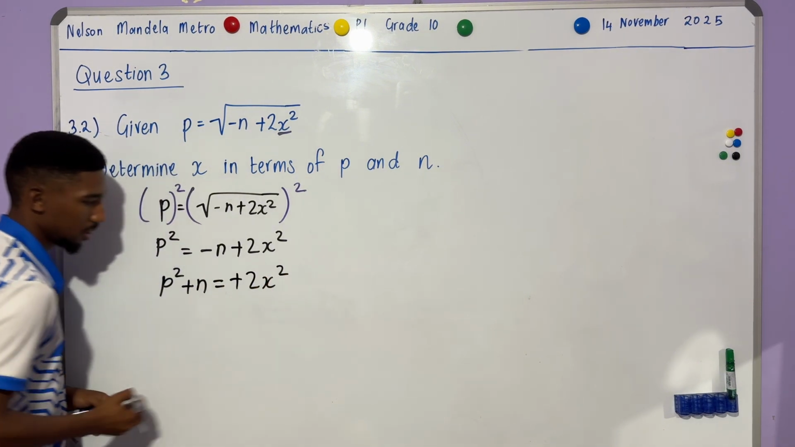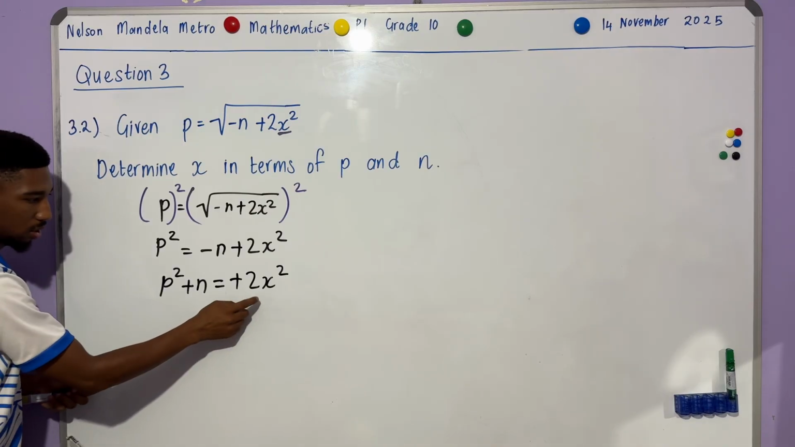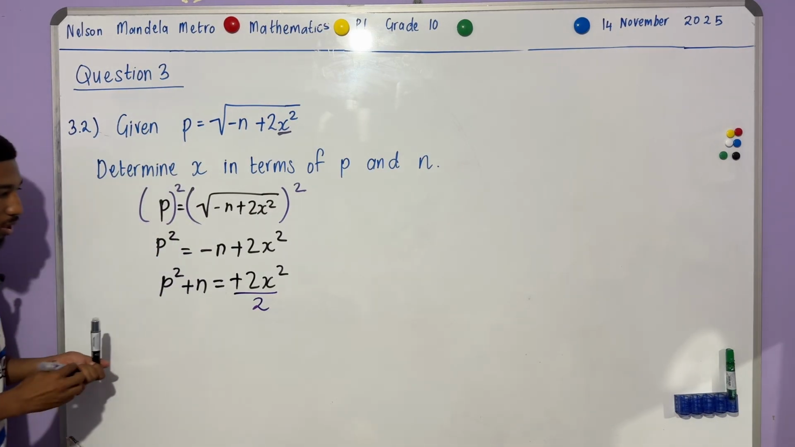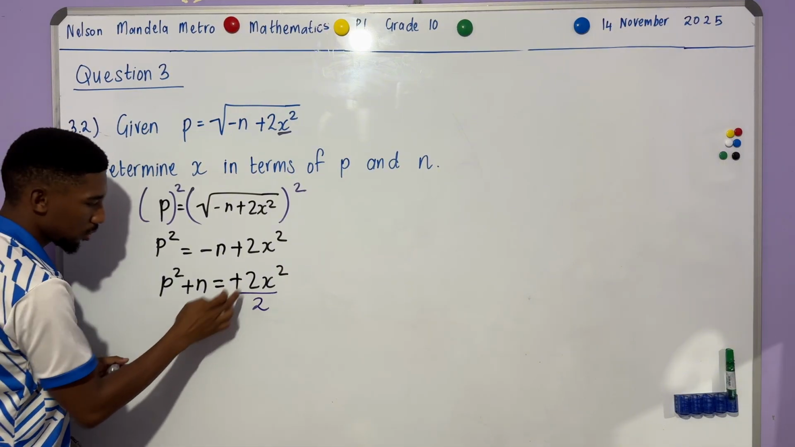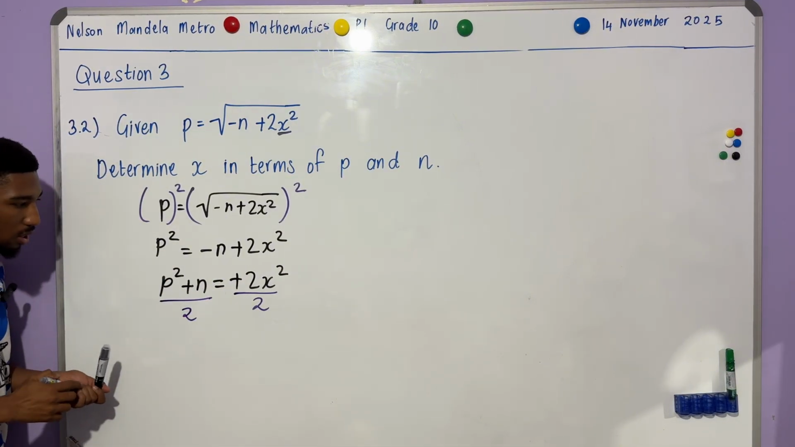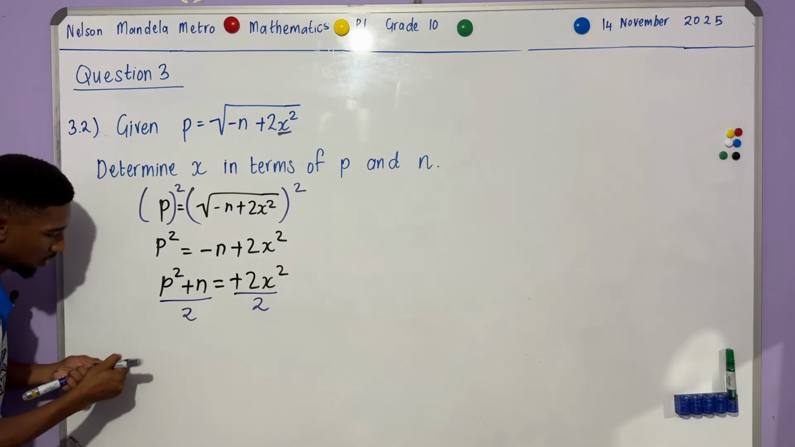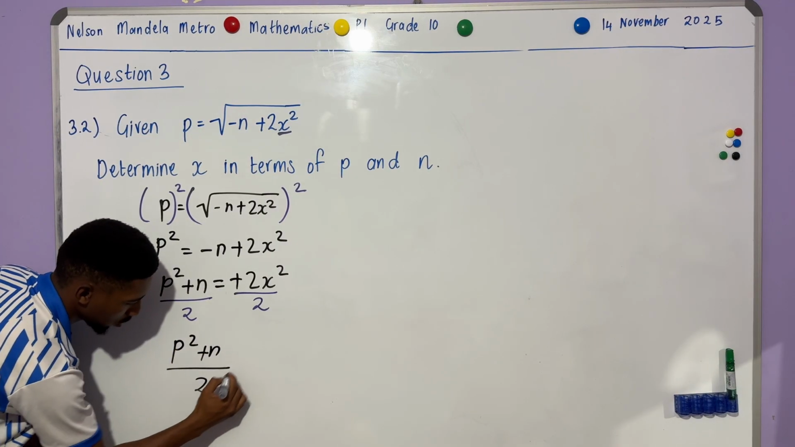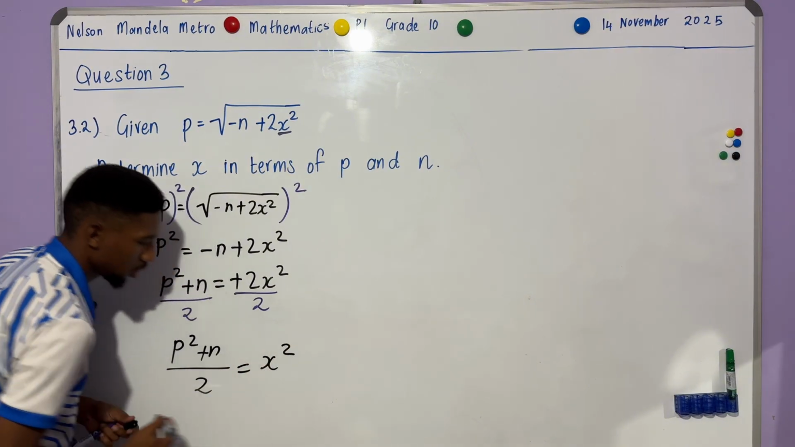And I currently have this. Then I want to get rid of the coefficient 2. So I divide by 2 here, and if I divide by 2 on the right, I divide by 2 on the left. That then gets rid of this 2 over here. I am then left with p squared plus n over 2 equals x squared.